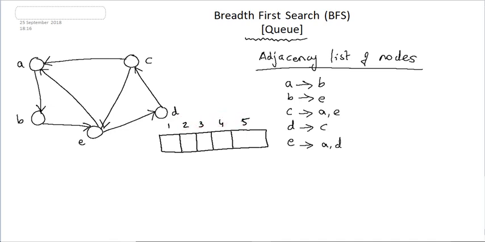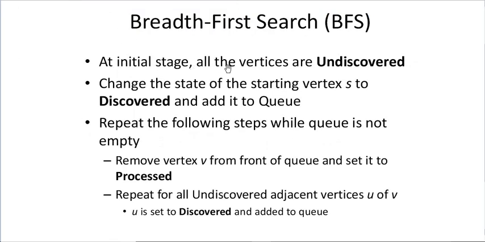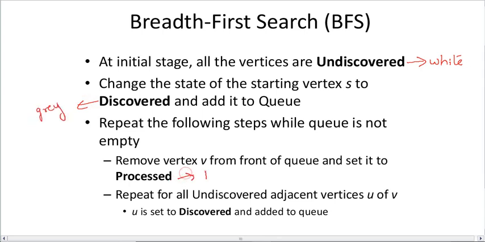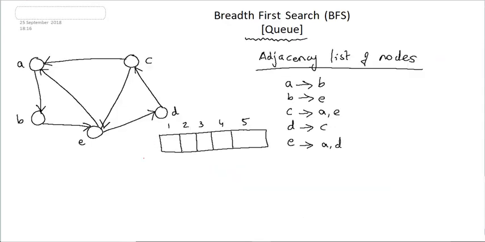Now, let us move on. As you can see, my vertices are all in white. This is the rule of our algorithm. At initial stage, all the vertices are undiscovered. As I had already told you, the color code for undiscovered is going to be white, for discovered it's going to be gray, and for processed it's going to be black. As you can see, I have not given any color to the vertices.